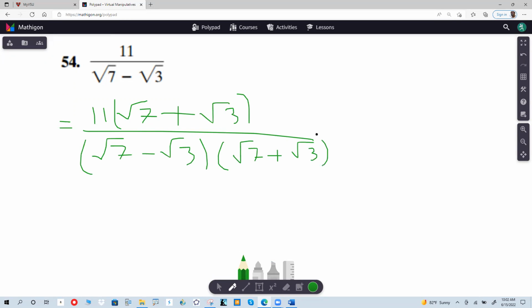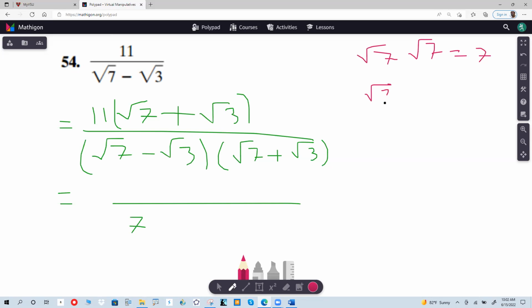Now I'm going to FOIL it, but most of you will figure out it's going to be 7 minus 3. Most of you will eventually figure it out. Square root of 7 times square root of 7 is 7. These are just the first terms. Same argument, 7 to the half, 7 to the half, you add it up, you get 7. What about the outside term, square root of 7 times square root of 3?